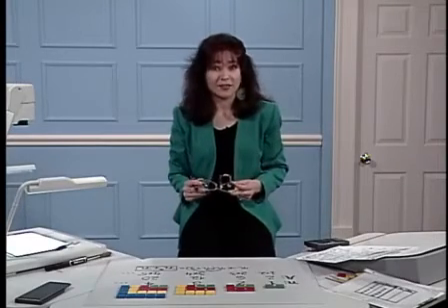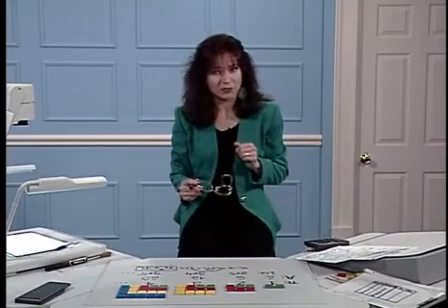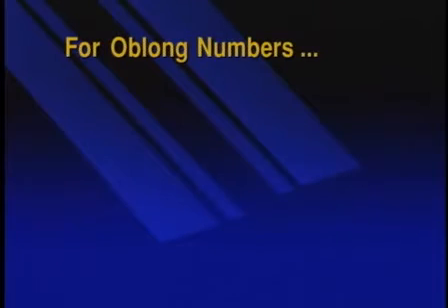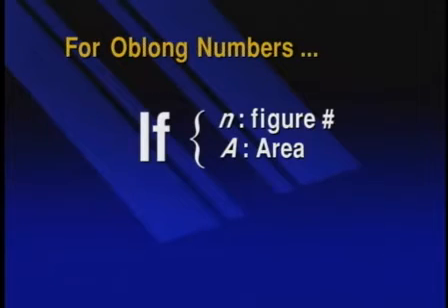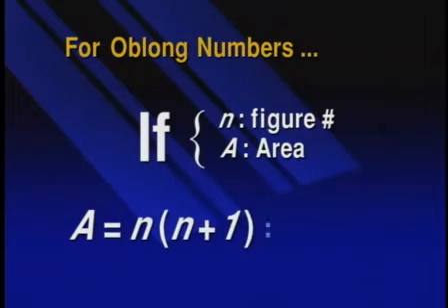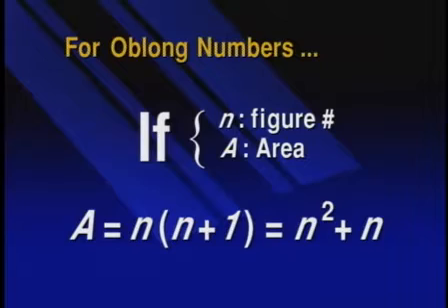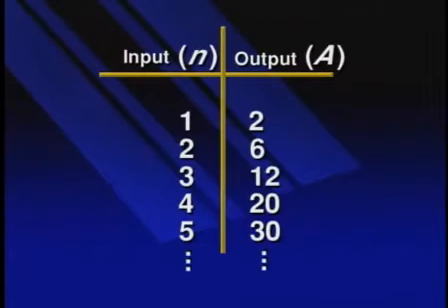We can now state the result from this second exploration. For oblong numbers, if n equals the figure number and A the corresponding area, A equals n times n plus 1 equals n squared plus n, where n squared is the quadratic term and n the linear term. The corresponding table of input-output values for this quadratic relationship is as you see.